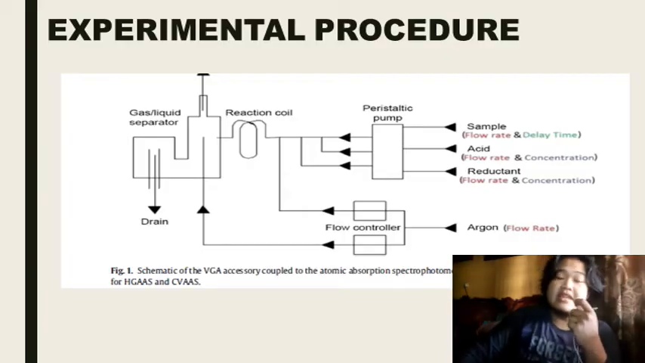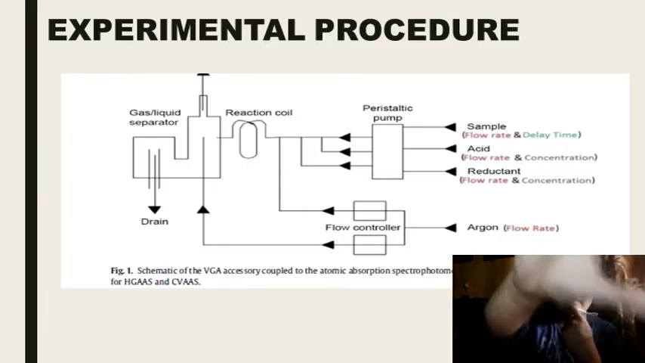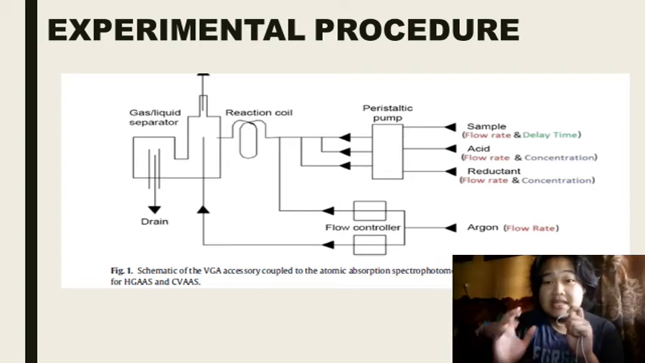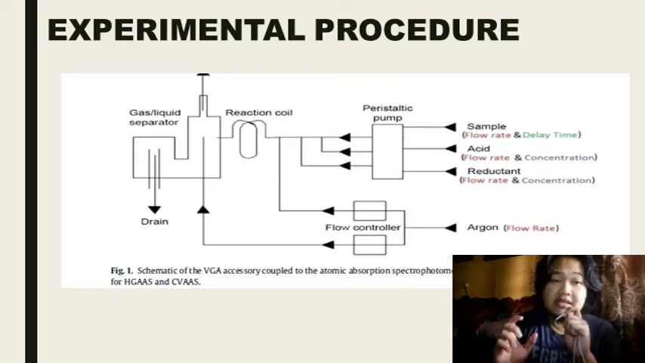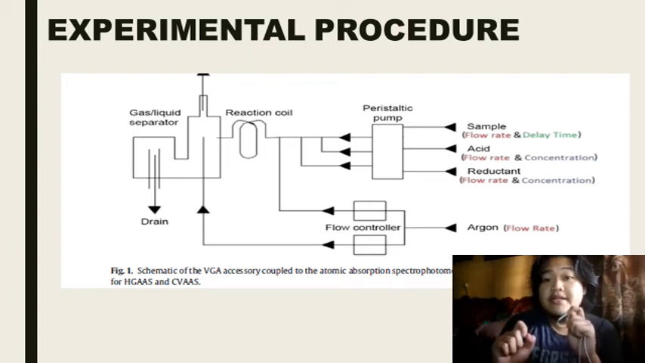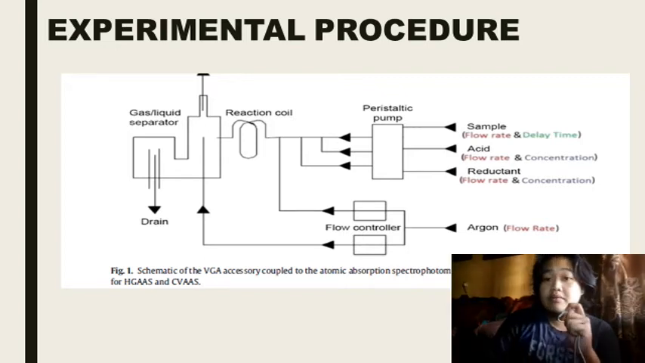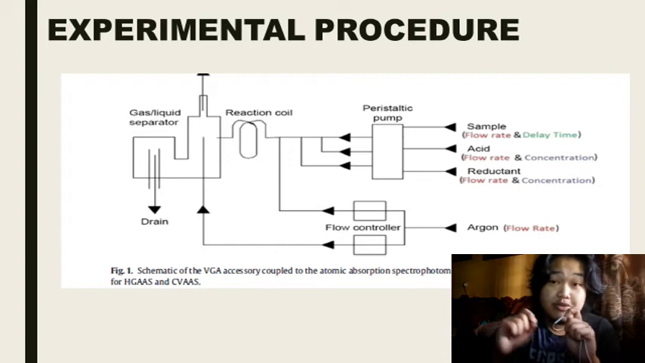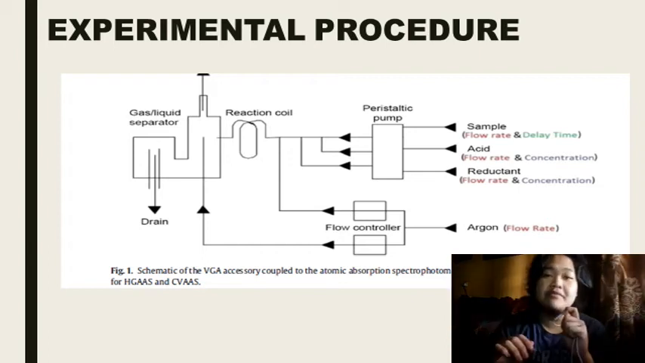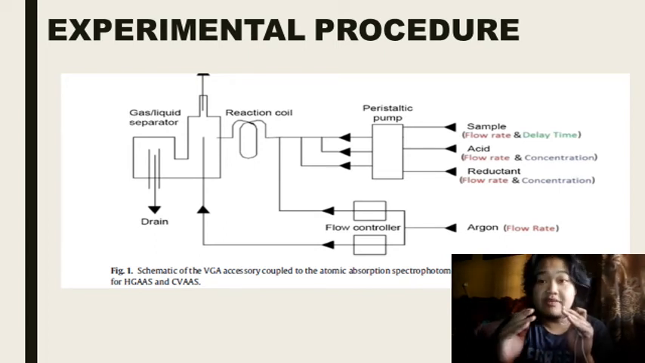So, in the diagram above, it is a schematic sketch of how the procedure of optimization of parameters occurs for HGAAS and CVAAS. These are the procedure above. From me, there are 10 steps that can be used, broken into very easy points.